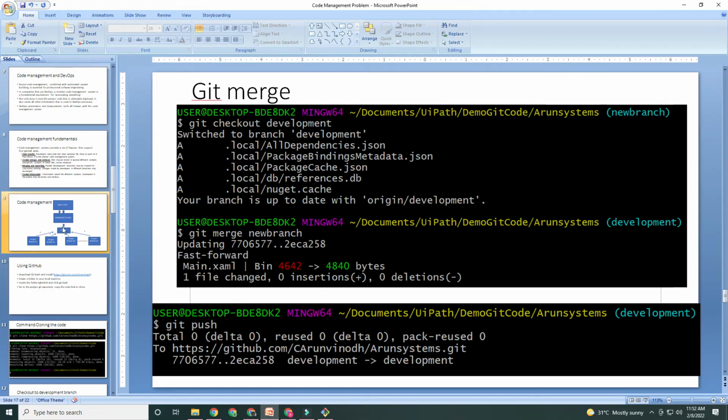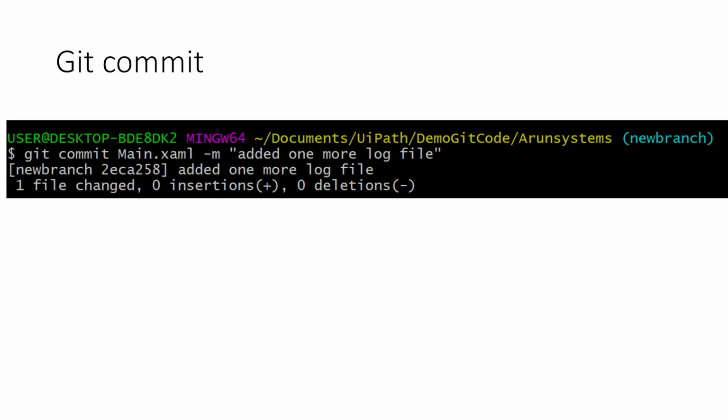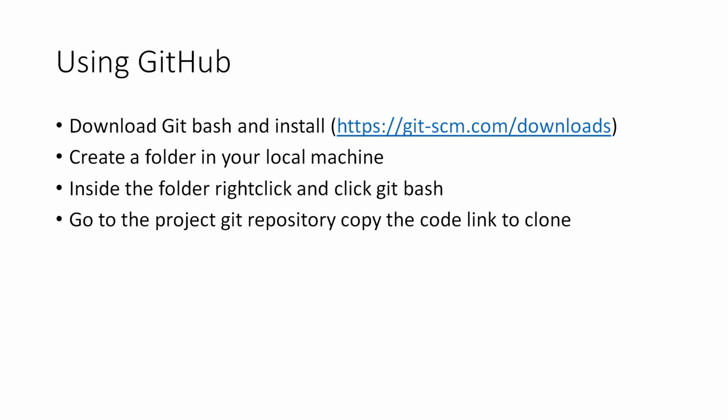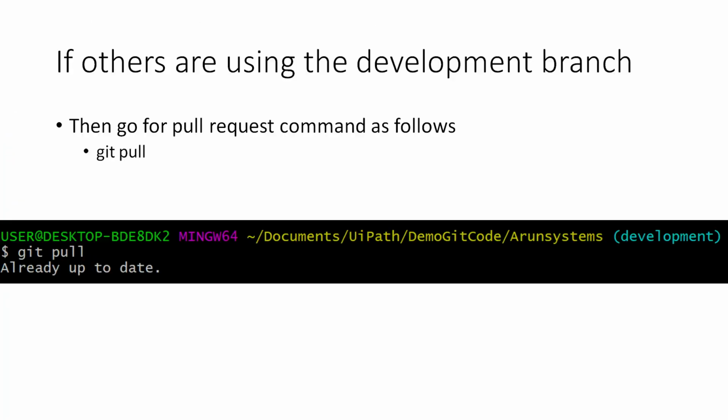Now I'll go back to the code management block, right? See, the main branch is there, the development branch is there, and from the development branch, all the developers are creating their own branches, doing all the changes, and then it is merged with the development branch. Okay, this is what is happening in Git. You can try it at home if possible. I have given all the commands and everything. Please try it at home.